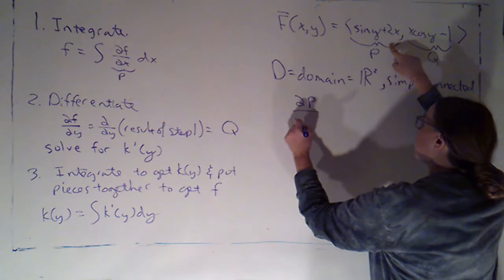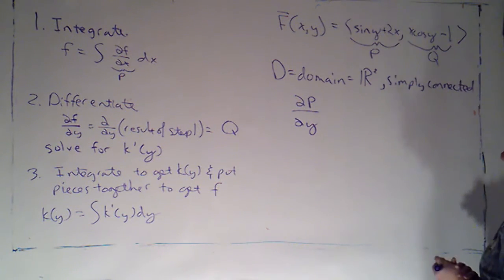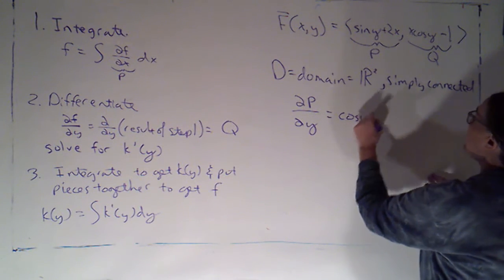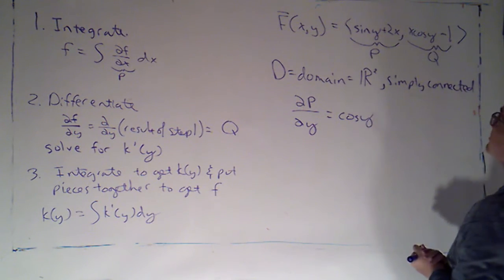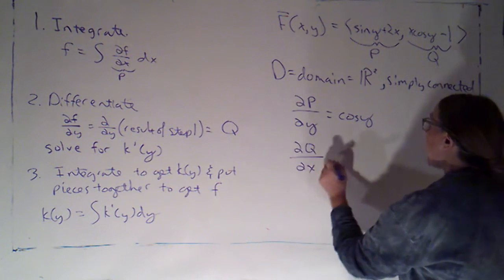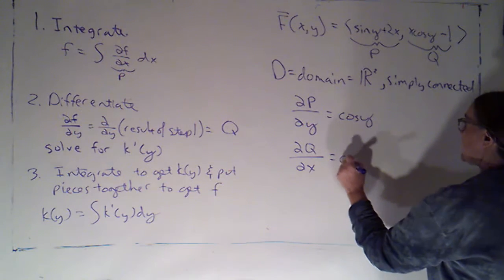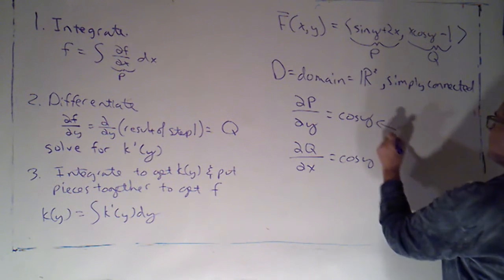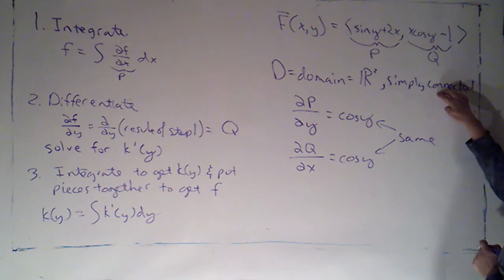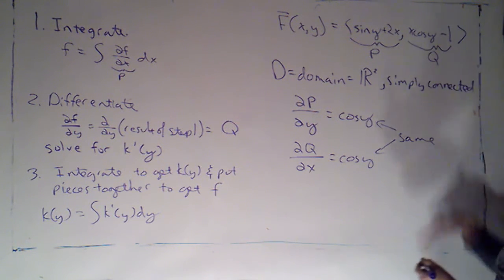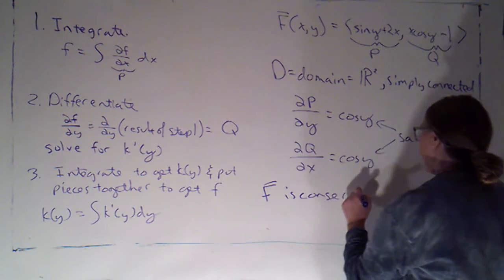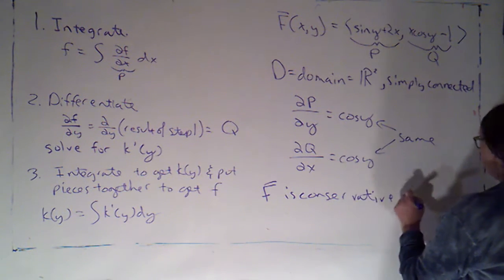Okay. So now I say, if it's conservative, that's already the partial with respect to x. So to get to a mixed partial, I would take the partial with respect to y. If I do that, looks like I'm going to just get cosine of y. The 2x will drop out. Here, I'm going to take the partial of Q with respect to x, and that's going to give me cosine of y. Those are the same. I'm working on a simply connected region. Those things together tell me that F is conservative on all of R2.